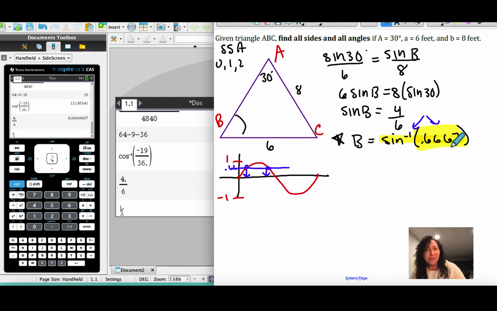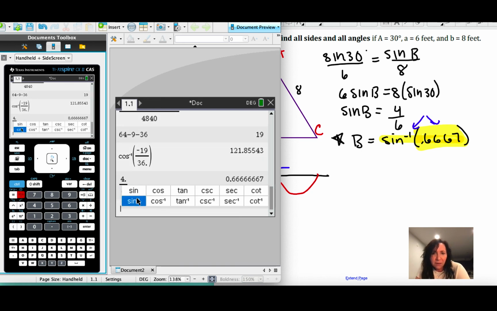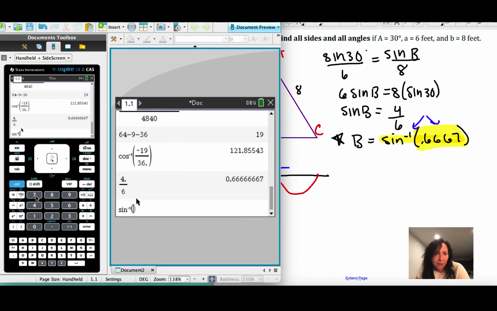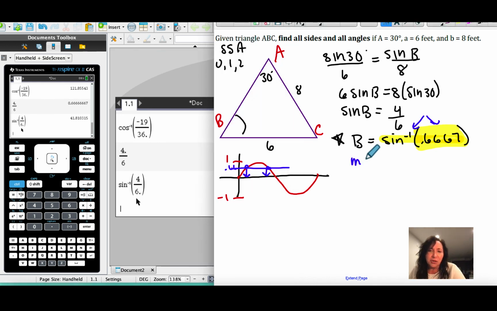So when I type this into my calculator, let me show you what I get. So where is sine 0.666? I'm going to say trig, arcsine of, now I can just type in 4 divided by 6 because it's the same value. I think it's a little easier. Actually, I could have typed in answer, 41.8. So that means that the measure of angle B is about 41.8 degrees.